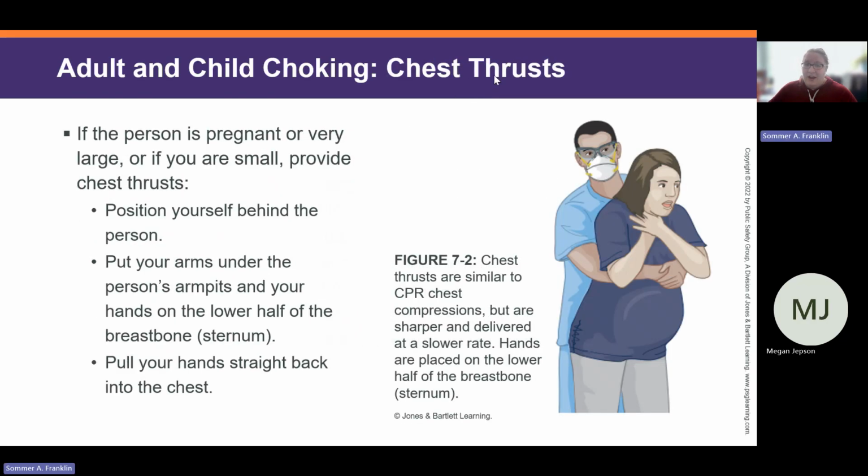If the person is pregnant or very large, or if you are small, provide chest thrusts. Position yourself behind the person. Put your arms under the person's armpits and your hands on the lower half of the breastbone or the sternum. Pull your hands straight back into the chest. So chest thrusts are similar to CPR chest compressions, but are sharper and delivered at a slower rate. Hands are placed on the lower half of the breastbone.